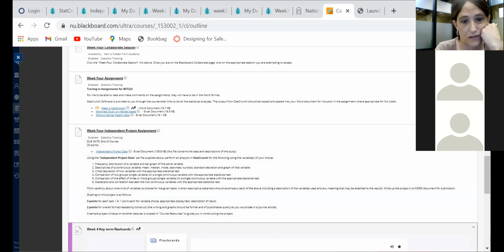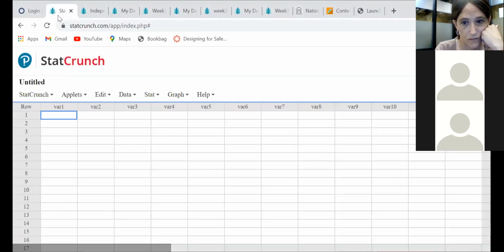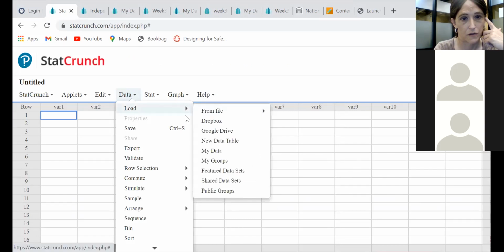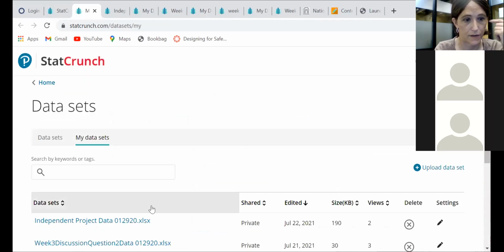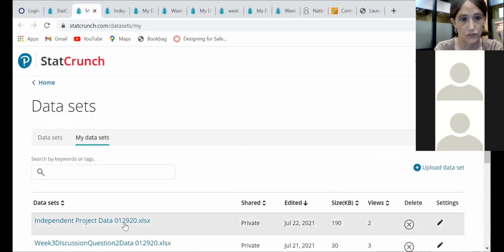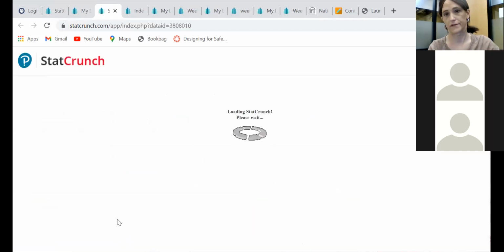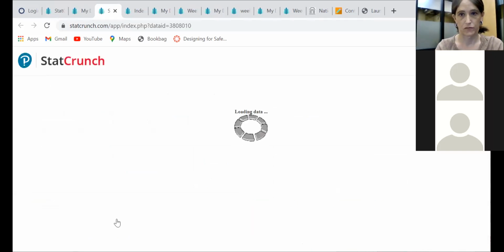So let me see if I can do a new share here. Gotta go back to StatCrunch. Let me show you what the data looks like real quick. So if I go to data, load, I already downloaded it, so that's why I have it here. It's nice that it keeps it. You don't have to keep running it in.